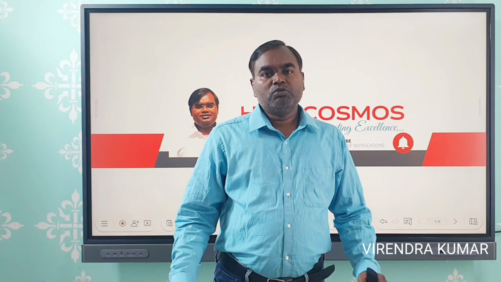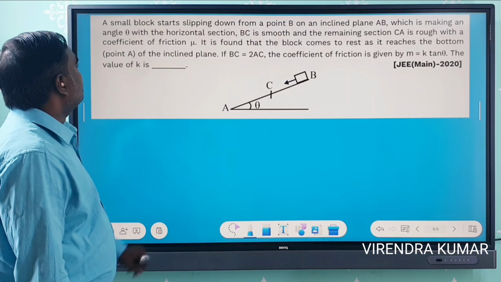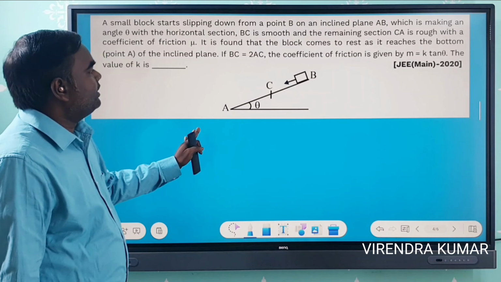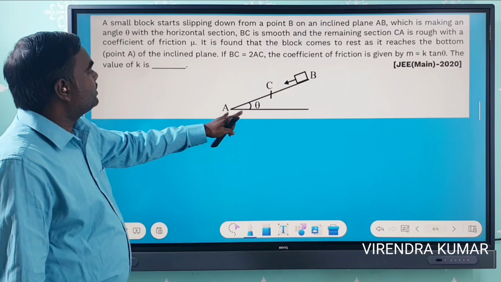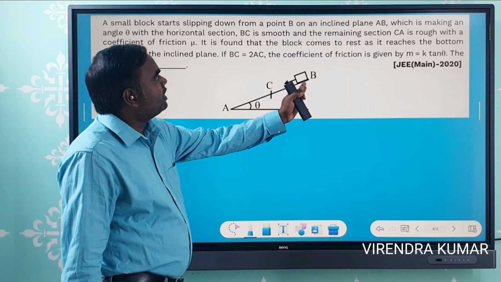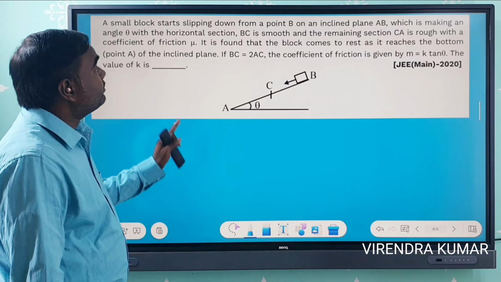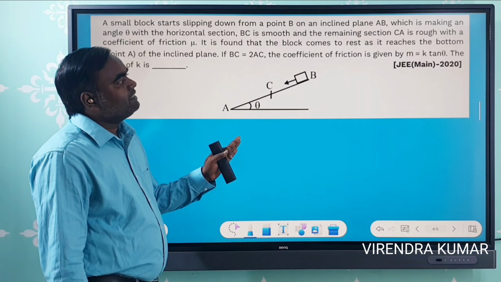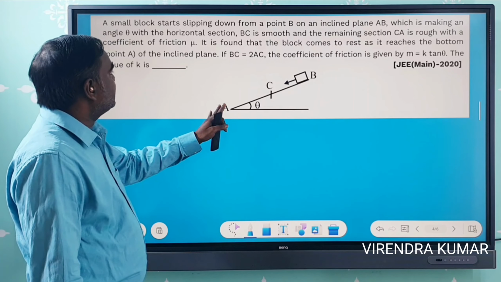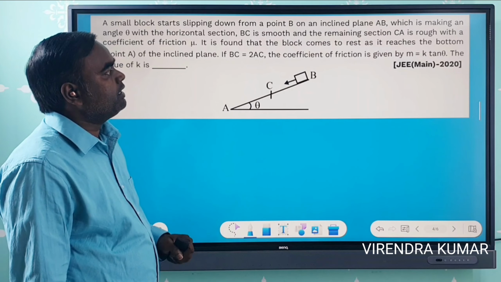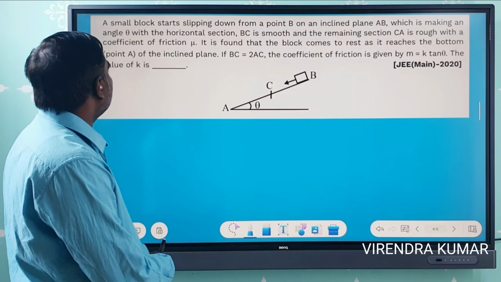In this video, we are going to solve the numerical problems related to physics that were asked in the previous year. So, children, you can see the question: a small block starts slipping down from a point B on an inclined plane AB which is making an angle theta with the horizontal. Section BC is smooth and the remaining section CA is rough with the coefficient of friction mu. It is found that the block comes to rest as it reaches the bottom point A of the inclined plane. If BC is equal to 2 times AC, the coefficient of friction is given by mu equal to K tan theta, then the value of K is.